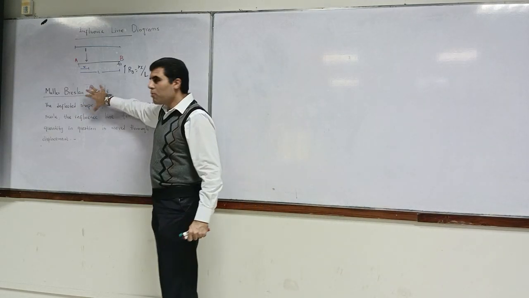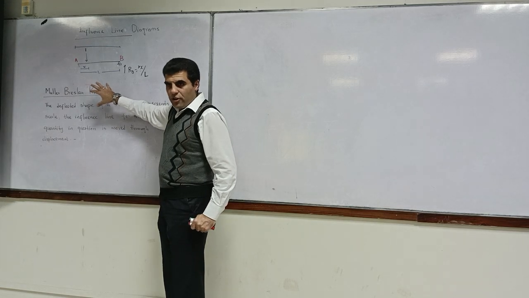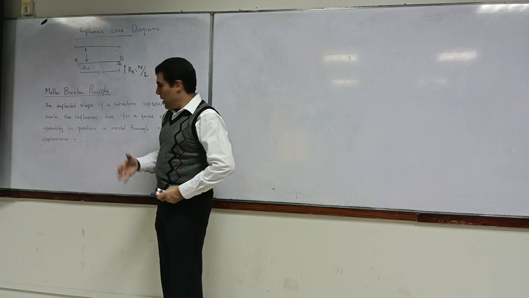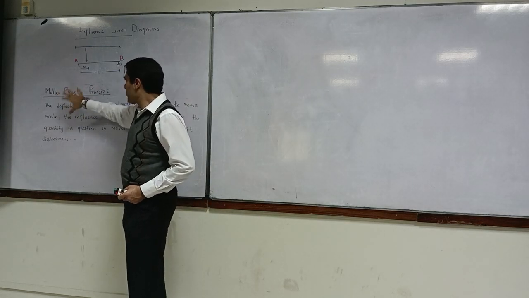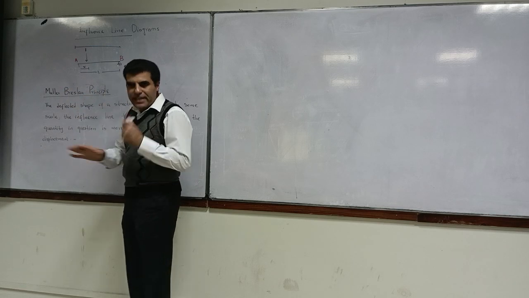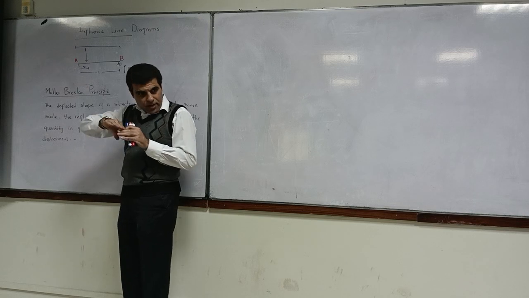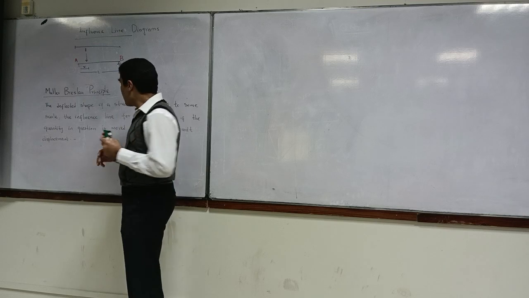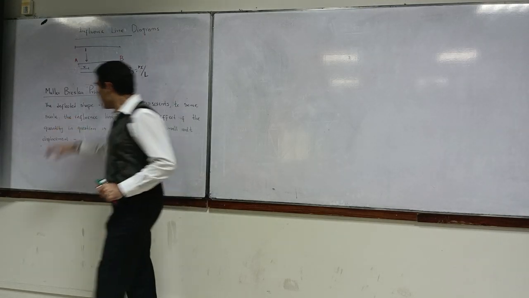Okay, so in order to work out the influence line diagram, we use this principle which is called the Muller-Breslau principle. This principle straight away tells us what the influence line diagram is, and we understand how this principle works. But let us see what it says.